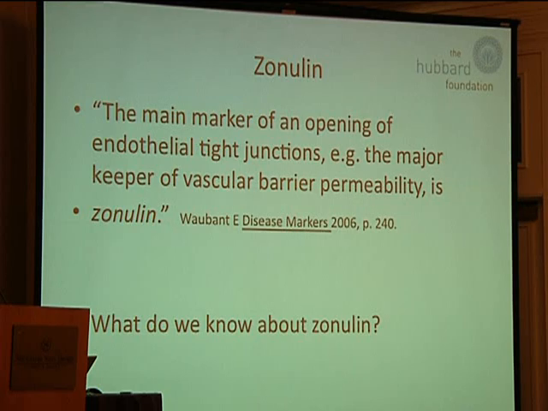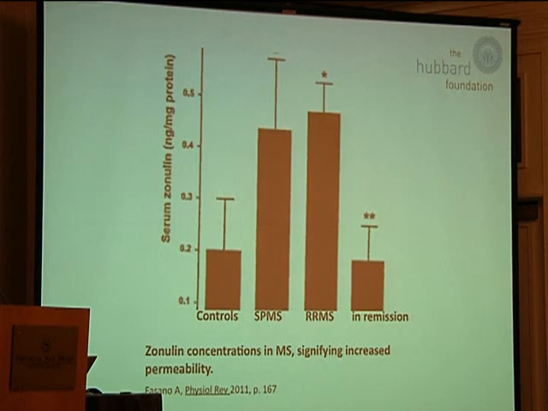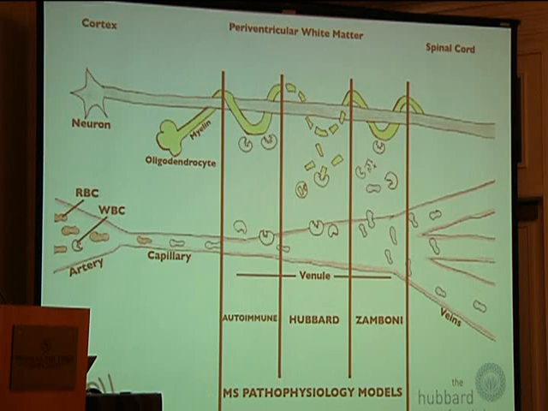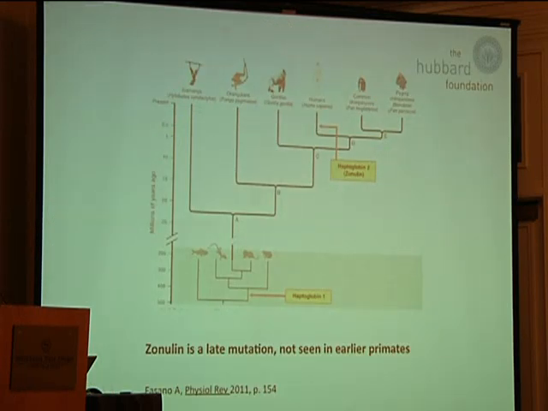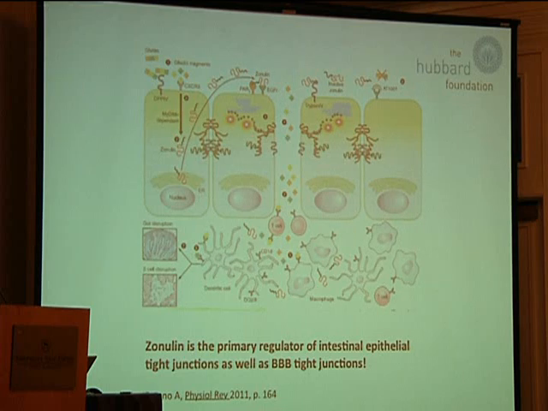The main marker of opening endothelial tight junctions is this molecule called zonulin. Well, zonulin is quite interesting. First of all, it's abnormal in MS, so you can measure zonulin concentration in blood, in normal, SPMS, RRMS, in remission, so significantly elevated zonulin in MS. So zonulin is a pretty interesting molecule. It's very late development. We don't have it in other primates. Where am I going with this? Zonulin is also the controller of permeability in the gut.